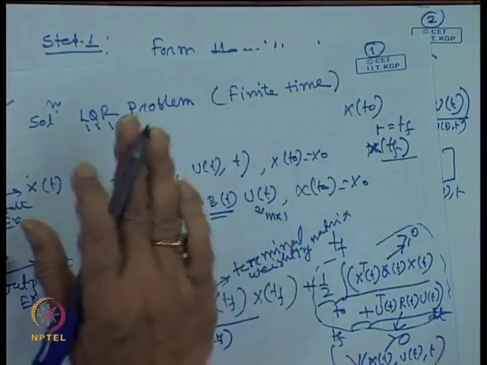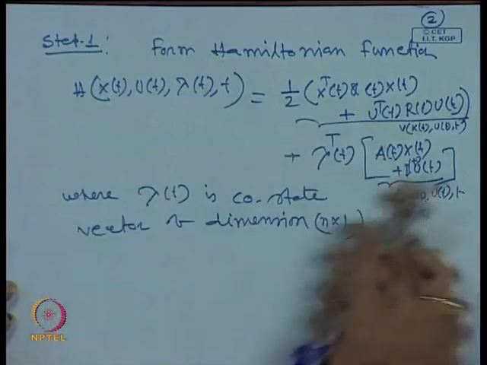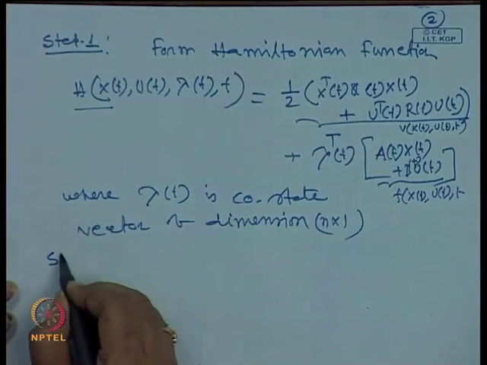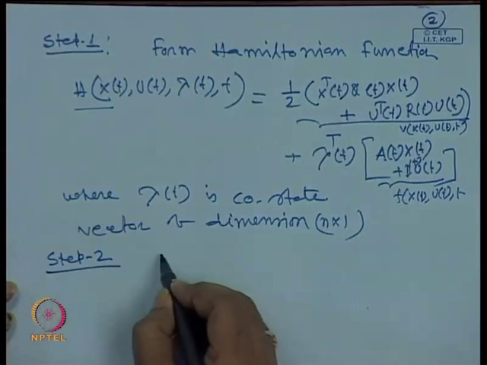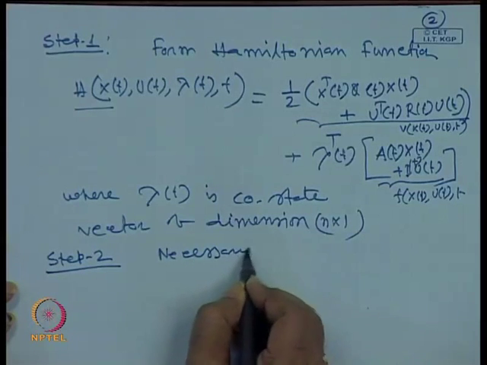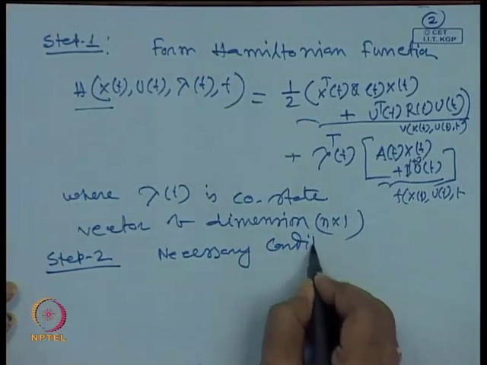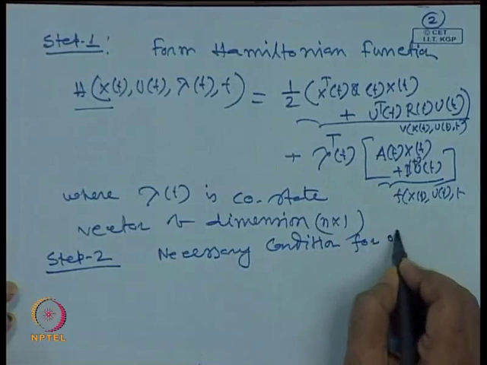Linear quadratic regulator problem means the system description, the dynamic system description, is given in state space form, and the corresponding performance index is given, that is the terminal cost plus the integrand of the quadratic form in state and input vector. So, from this information I can find out the Hamiltonian. Next step is step 2, the necessary condition for optimality.